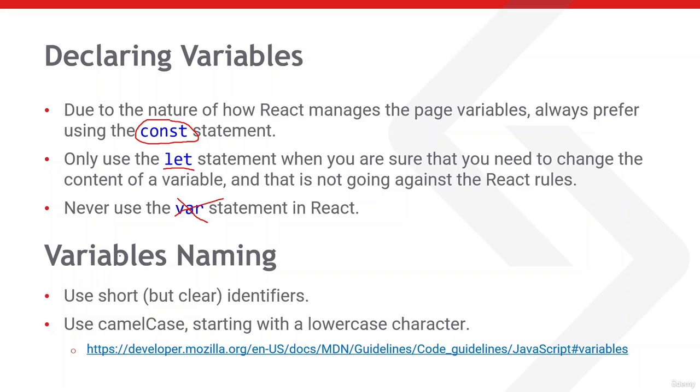As for variable names, always use short names, but clear ones. Don't try to declare variables that other developers would not understand what you are trying to do there. So always create a clear identifier and always use camel case, where we start with a lowercase, but every new word inside that variable, we start with an uppercase, just so we make it clear to the developers what is the name that I'm using for that variable.